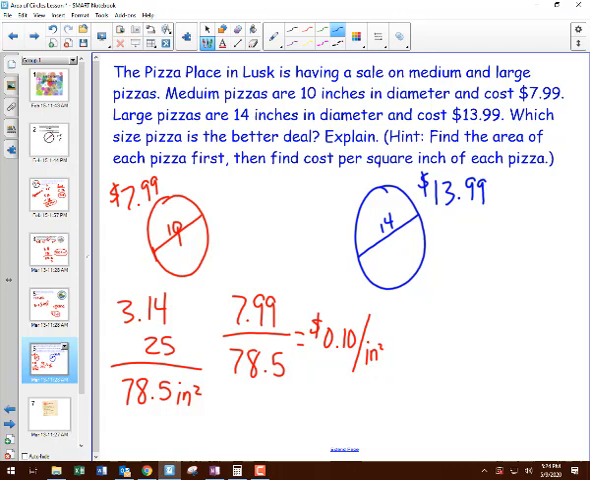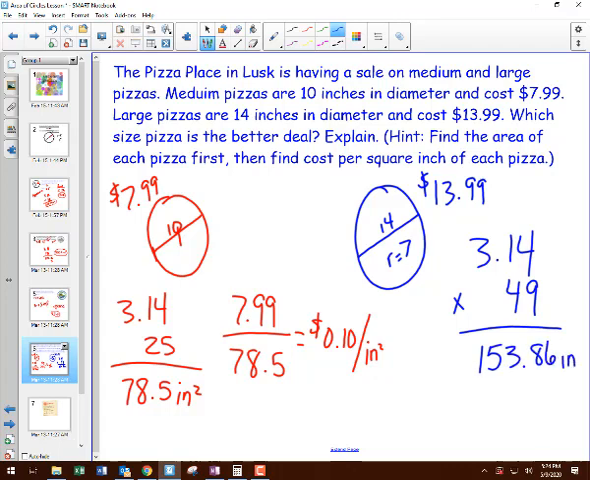Okay, find the area first. That's going to be pi times radius squared. Our radius on a 14-inch pizza is going to be 7. Okay, radius equals 7. So that means 3.14 times radius squared would be 49. Okay, going kind of fast there. Remember, you take your radius and you square it, which means times itself. All right, so that's how I got the 49 there. So 3.14 times 49, and we should get 153.86 inches squared.